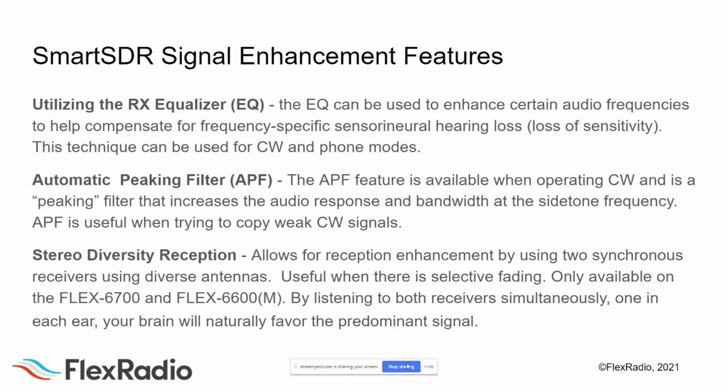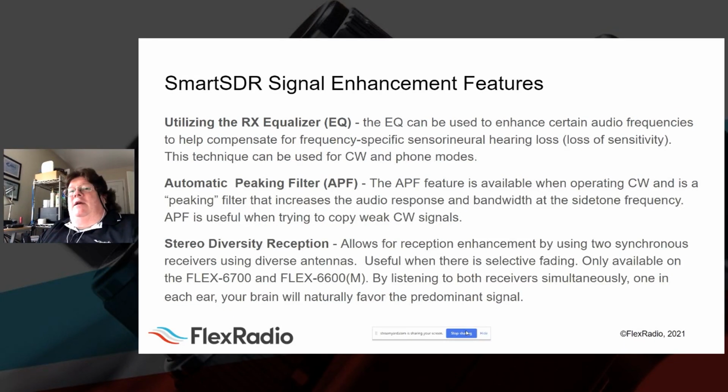So there are also some enhancement features within SmartSDR that can be used. One of those is utilizing the equalizer. I know some of our hams out there suffer from hearing loss at certain frequencies, what we call frequency-specific sensorineural hearing loss. You can actually use the receive EQ to help increase frequencies where you may have some hearing loss in those areas. So utilizing the EQ on receive can help. And this can be used for CW and for phone modes.